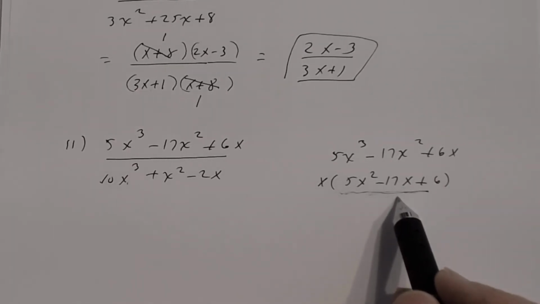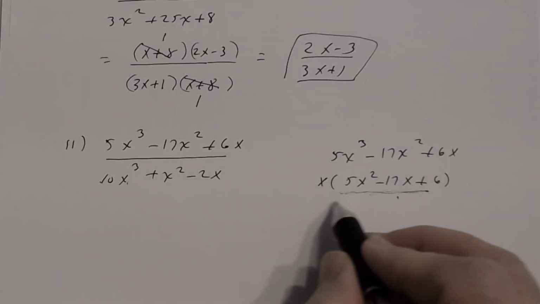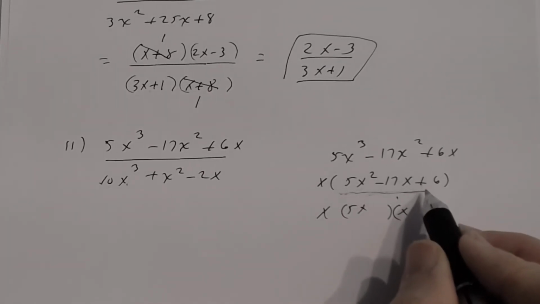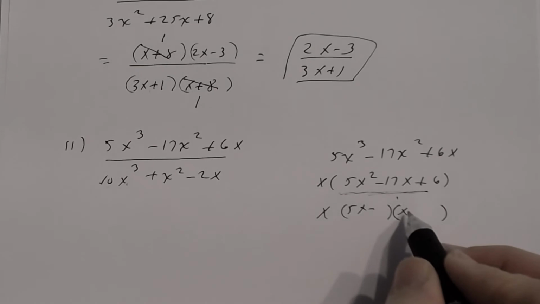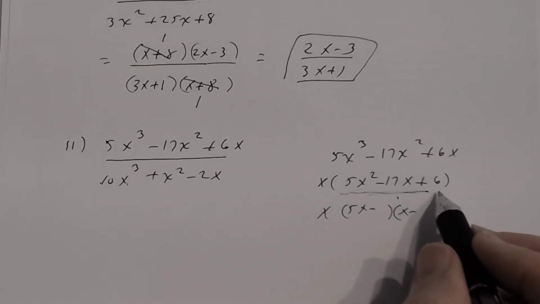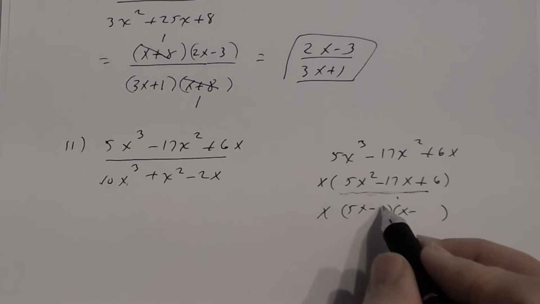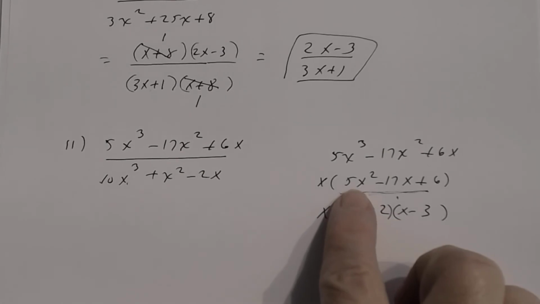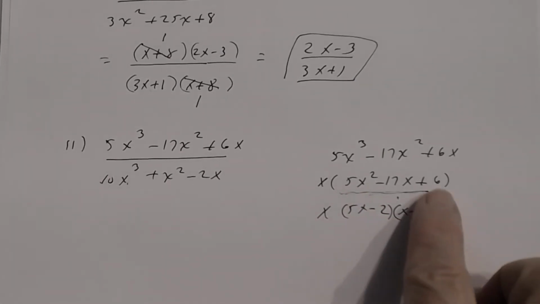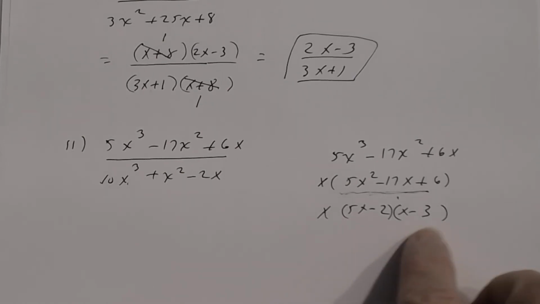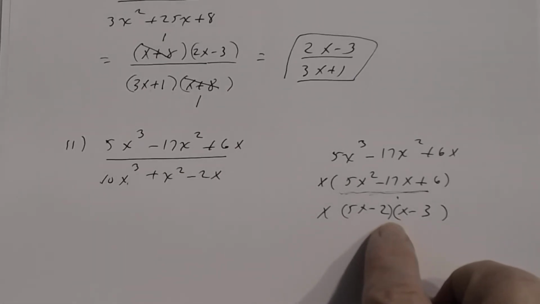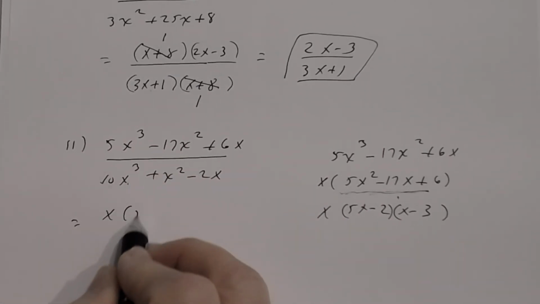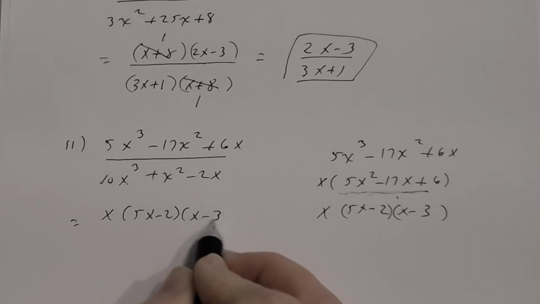trinomial, I'm going to get two binomials, so that's 5x, x. Last sign's positive, so the signs in here are the same, so they're both negative. And then for 6, you can try 3, 2, 6, 1. I think the 2 and the 3 are going to work. So let's put the 2 here, the 3 there. Now let's check it. 5x times x is 5x squared. Negative 2 times negative 3 is a positive 6. Now the outer is a negative 15x. The inner is a negative 2x, and I get negative 17x. So that goes in the numerator. So my numerator is x times 5x minus 2 times x minus 3.